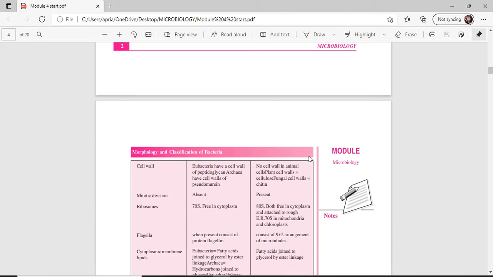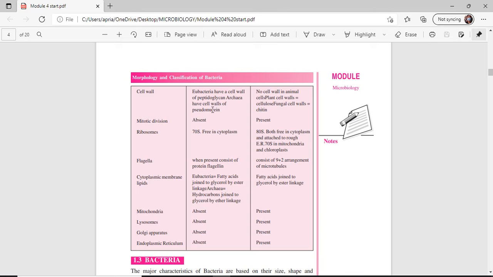Then, in the cell wall, bacteria have a cell wall of peptidoglycan. Your archaea have cell walls of pseudomurein. Then, in eukaryotes, there is no cell wall in animals. But in plants, you have a cell wall. And in fungal cells, you have your chitin. In the cell wall of plants, you have your cellulose.